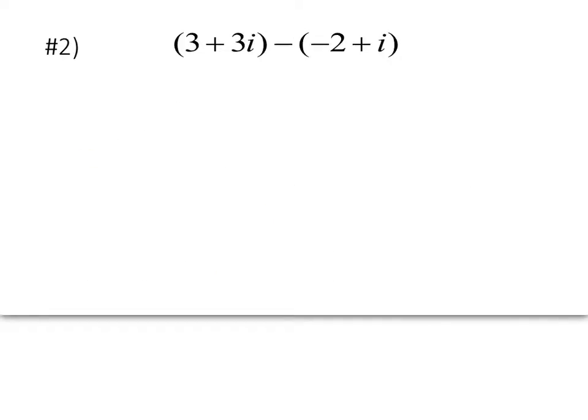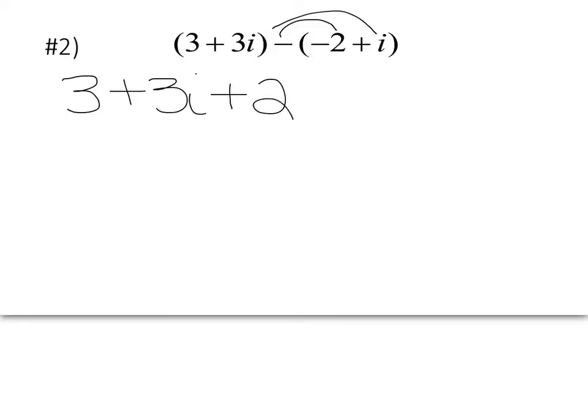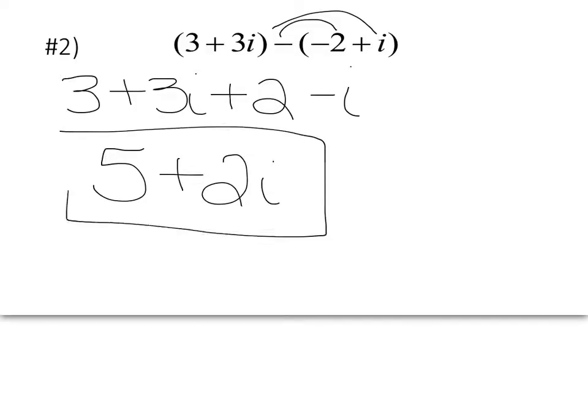Okay? In this one, you're actually going to have to distribute a negative. Very common mistake is to try to multiply these together, but you're not multiplying, you are subtracting. So be very careful. So it's 3 plus 3i plus 2, because negative times -2 is positive 2, and -1 times positive i is negative i. We're going to combine like terms. So 3 plus 2 is 5, and then 3i minus i is actually 2i. And that's already in the form a plus bi, so I don't need to switch anything around.